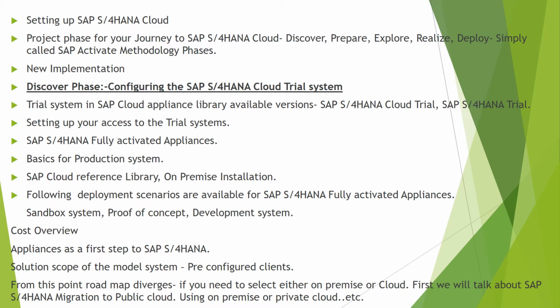Okay. And the SAP S/4HANA fully activated appliance contains 6 pre-configured clients with different flavors of SAP best practices. So the pre-configured clients are client 000, client 100, client 200, client 300, and then we have client 400 and 500. Okay, so these are the different clients. So client 000, the master client, is the default client of all SAP S/4HANA systems and is delivered by the appliance without any changes.